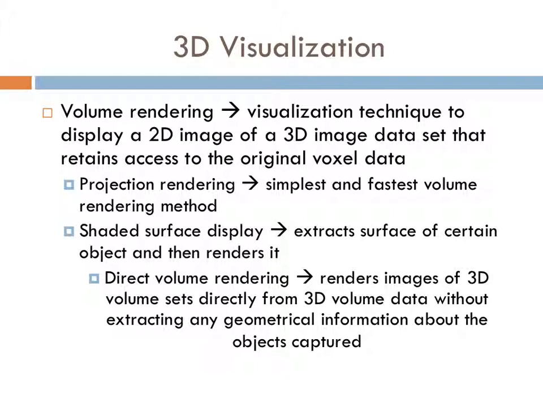Projection rendering is the simplest and fastest volume rendering method. Maximum intensity projection, or a MIP, is a common example. MIPs are commonly used but do not have depth information, which may obscure important structures. Shaded surface display extracts the surface of certain objects and then renders it. Direct volume rendering renders images of 3D volume sets directly from the 3D volume data without extracting any geometrical information about the objects captured.